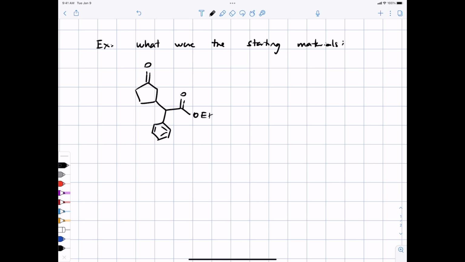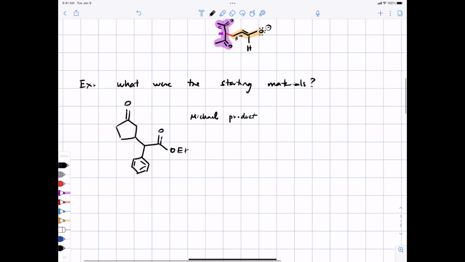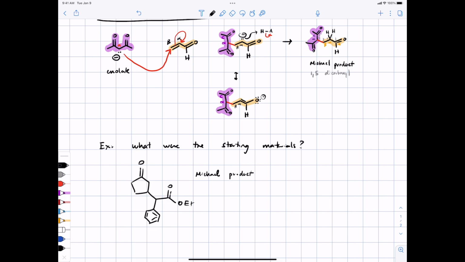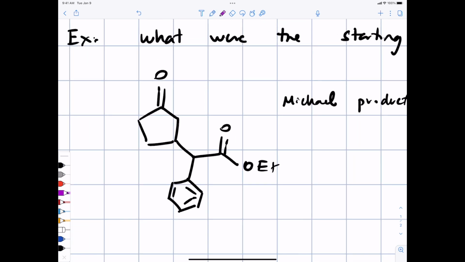Okay, that's fun. What were the starting materials, given that this is a Michael product? Okay, so how I recommend you begin is look for the structural pattern that characterizes all Michael products. Look for carbonyls, 5 atoms, spaced 1 and 5, a 1,5-dicarbonyl compound. So I don't have a lot of choices here. I've got this carbonyl here and this one there.